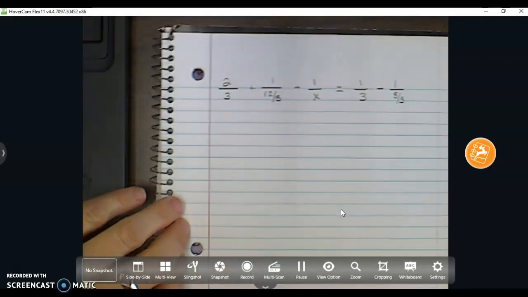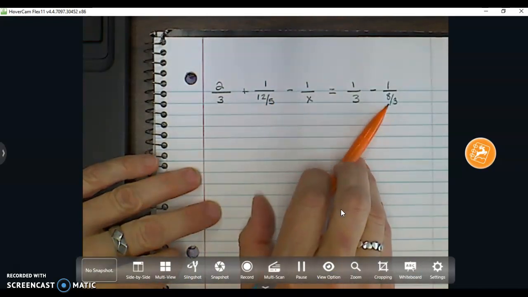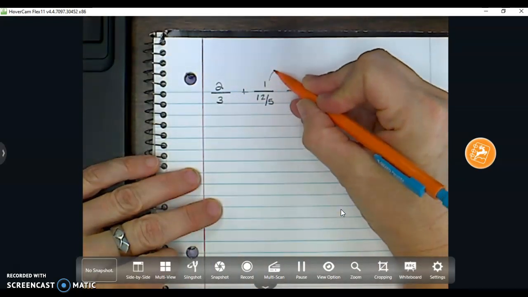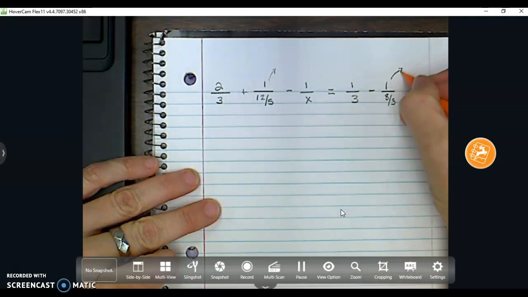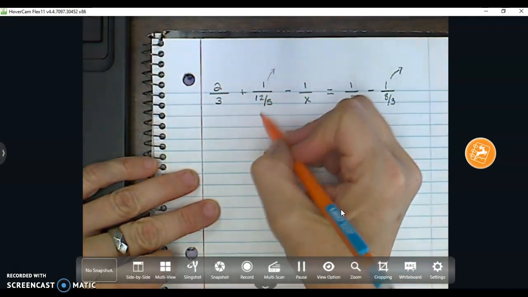This problem that you sent me. First thing I did was I converted the mixed numbers on the bottom to improper fractions. And then the next thing I'm going to do is change each of these complex fractions, the ones that have fractions in the denominator, I'm going to divide those out.